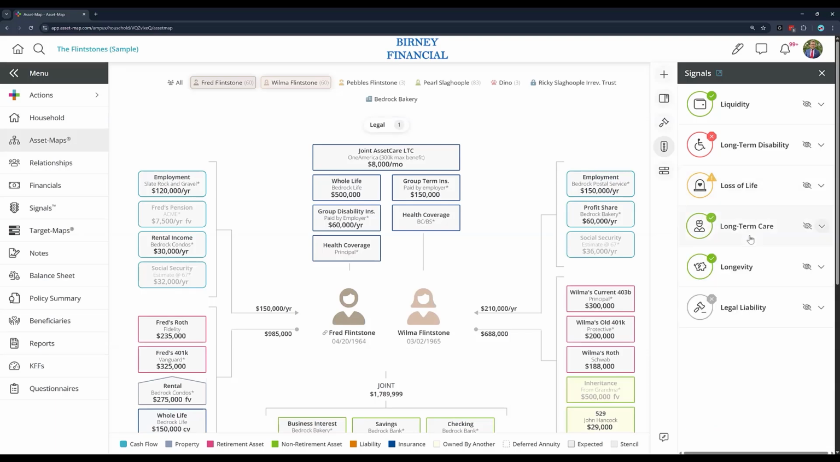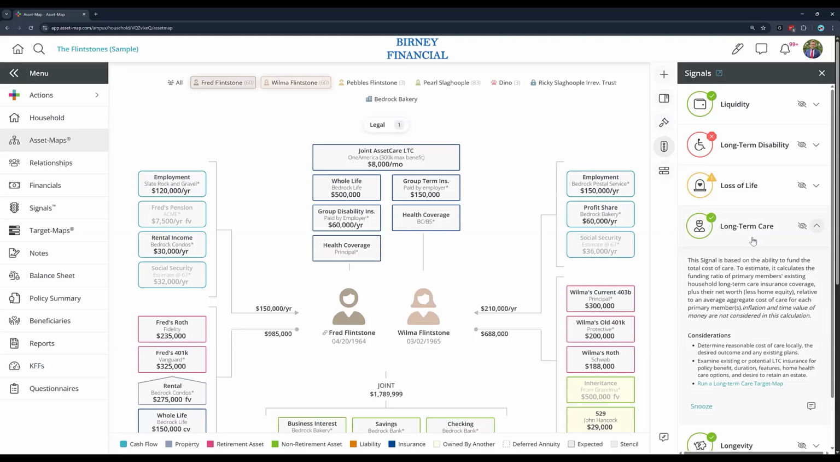Long-term care is an area I did a lot of business using asset map in practice, if only because having a stencil that always says long-term care on it in little gray box here is a great slow drip marketing campaign. I love to leave those stencils on there. But they're showing up as green because I took care of this last time we got together. I sold them a joint policy, covers both of them for long-term care expenses, has them feeling pretty good. So the signal now looks green.